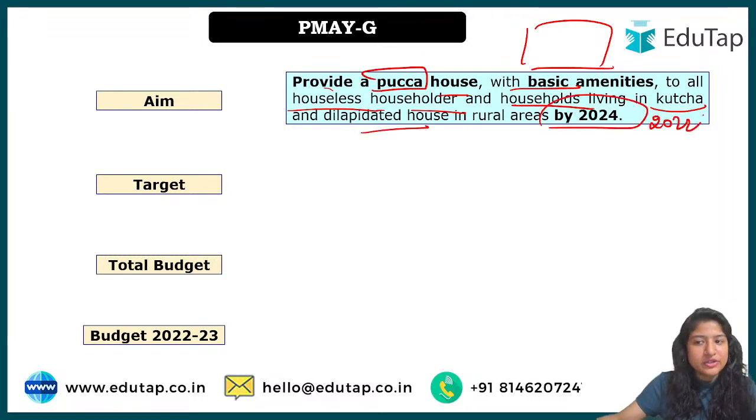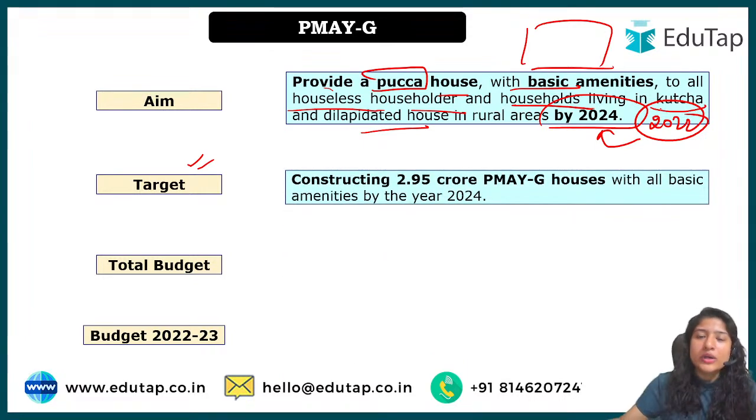Initially it was 2022, but because of COVID the work was halted, and that is why, considering the situation and to meet the target which we'll just look at, the government extended the timeline till 2024. All right, and what is the aim? That is to construct 2.95 crore houses with all basic amenities by 2024.